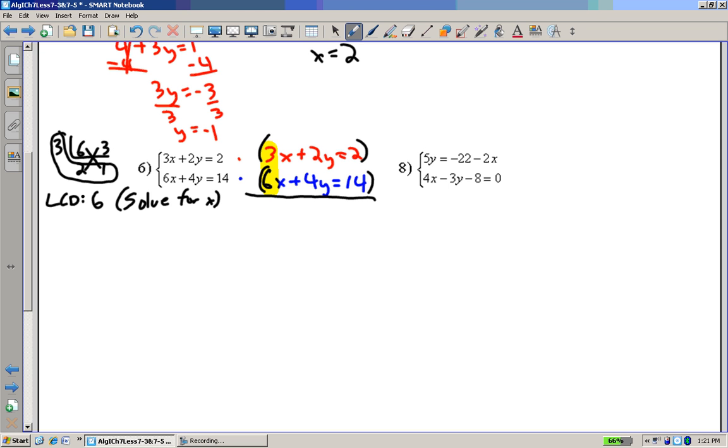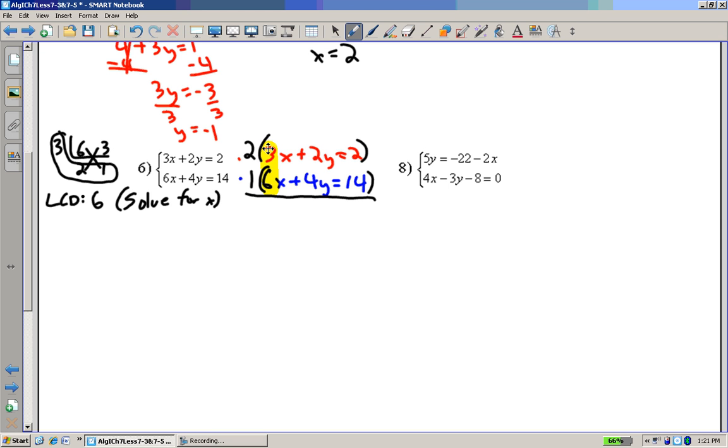If you just simply multiplied these by each other, you would have a denominator of 18 instead of 6, so you'd have much larger numbers. And with those larger numbers comes a greater chance that you would have some kind of careless error sometime. All right, so multiply the 6 by 1 and the 3 by 2.